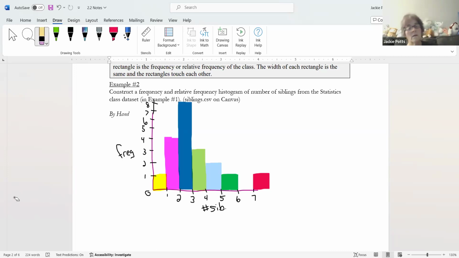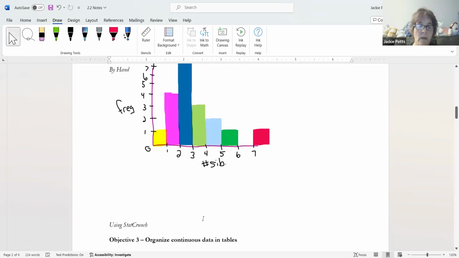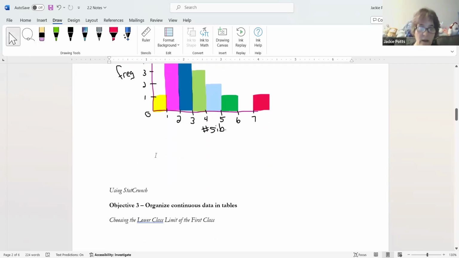All right, there's our histogram. Remember again, what's the difference between a relative frequency histogram and a frequency histogram? The relative frequency histogram would be percentages. The shapes and everything look the same. So now it says using StatCrunch.